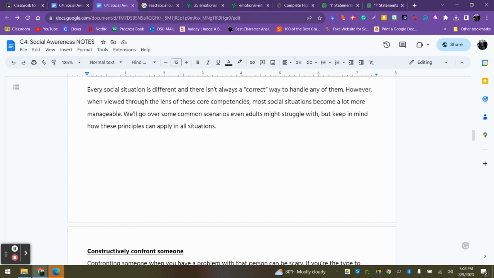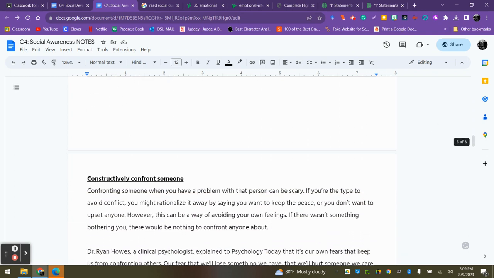Every social situation is different, and there isn't always a correct way to handle any of them. However, when viewed through the lens of these core competencies, most social situations become a lot more manageable. We'll go over some common scenarios even adults might struggle with, but keep in mind how these principles can apply in all situations.